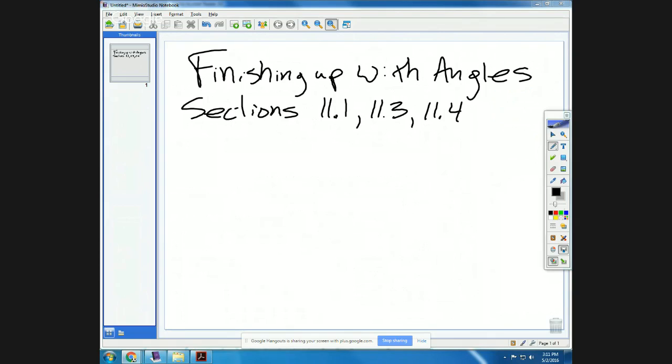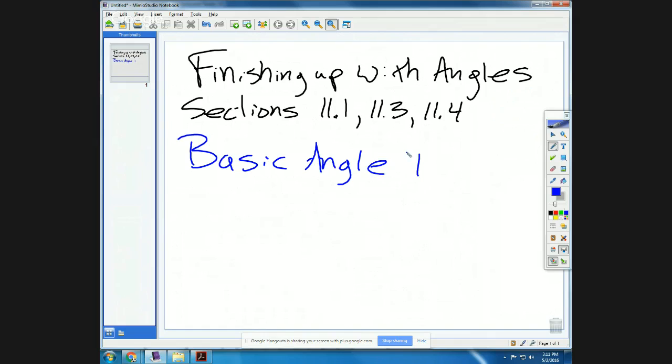So, one thing I just wanted to follow up on, the basic idea of an angle. I started talking about it and I didn't get all the way through it. So the basic idea of an angle, one way to think about an angle is a rotation or part of a rotation.